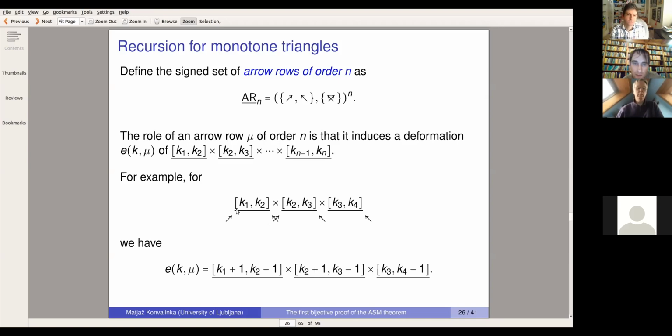Well, if there's an arrow pointing at k1, that means I'm going to increase k1 by 1. And if there's an arrow pointing toward k2, I will decrease it. Okay? And here again, arrow pointing here, so I increase. Arrow pointing here, I decrease. No arrow, so I leave it as it is. An arrow, so I decrease. Okay, so it's a certain deformation of this.